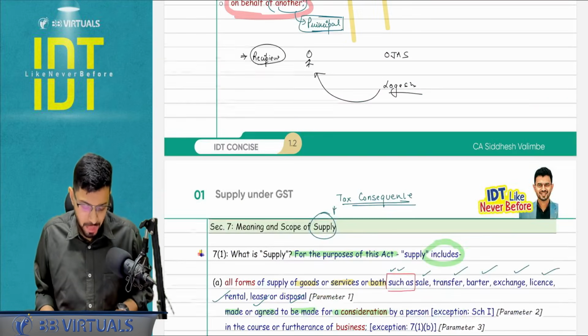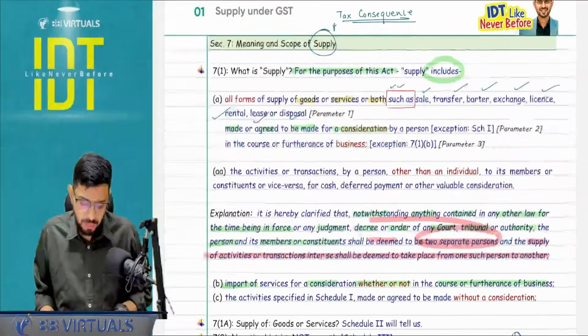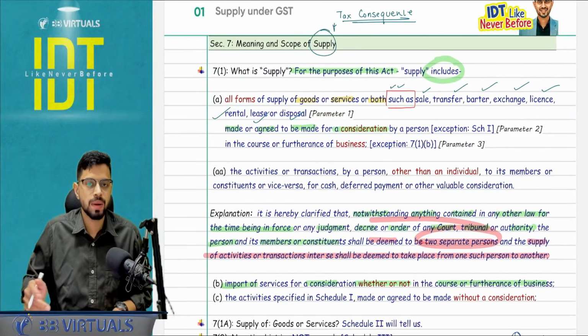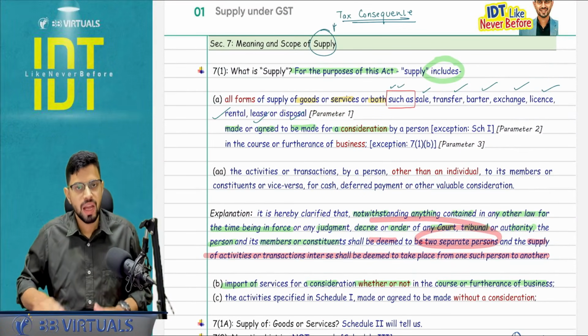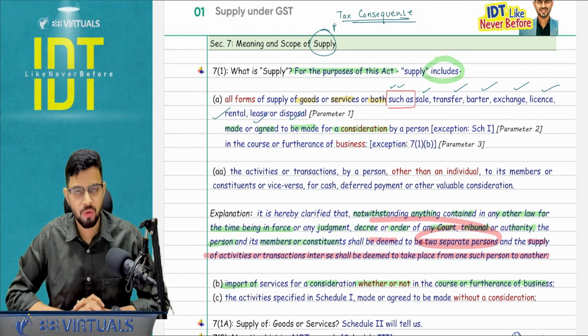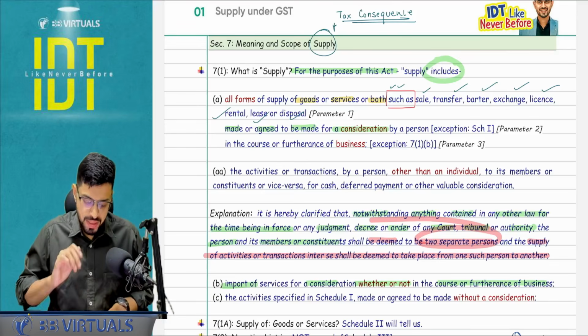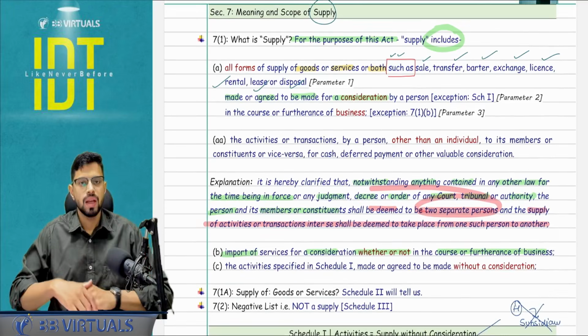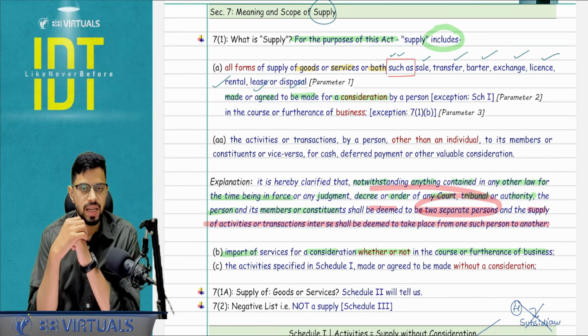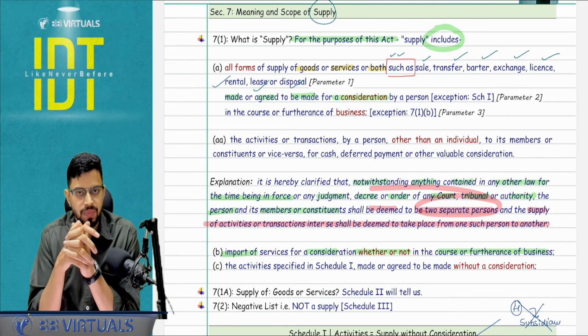Now we are covering the chapter of supply. Yesterday we had talked about certain aspects with respect to section number 7. Every class will start with a brief revision of whatever we did yesterday. So section number 7, we talked about 7(1)(a), 7(1)(aa), 7(1)(b) and 7(1)(c).